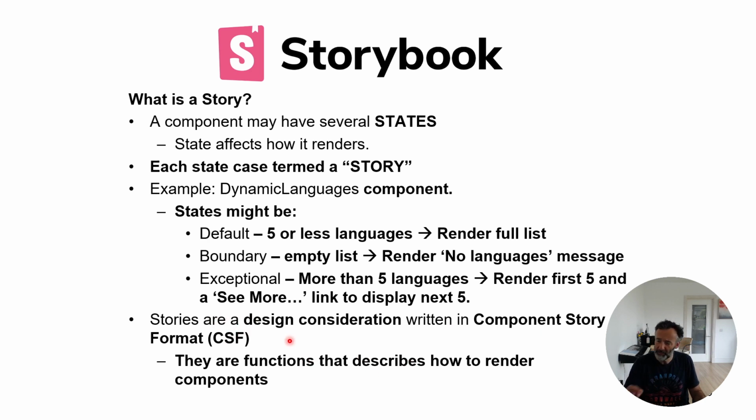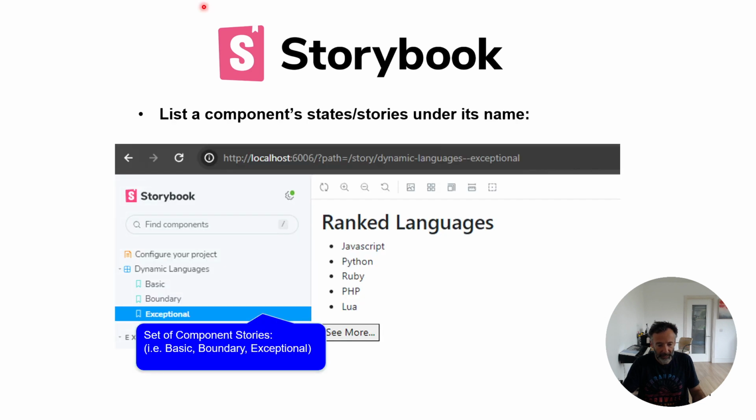So let's just have a look at how that would be done in code a little bit in a second, right? So you can see here the different stories. Say for my dynamic languages here, I have basic, boundary, and exceptional. And what might happen here is that if I click on basic, I just get the basic list. If I have boundary, it should display no more stories. And then if I click on the exceptional story here, I see a list of the first 5, and then I have a see more link here that will load the next 5 languages in the list, essentially.